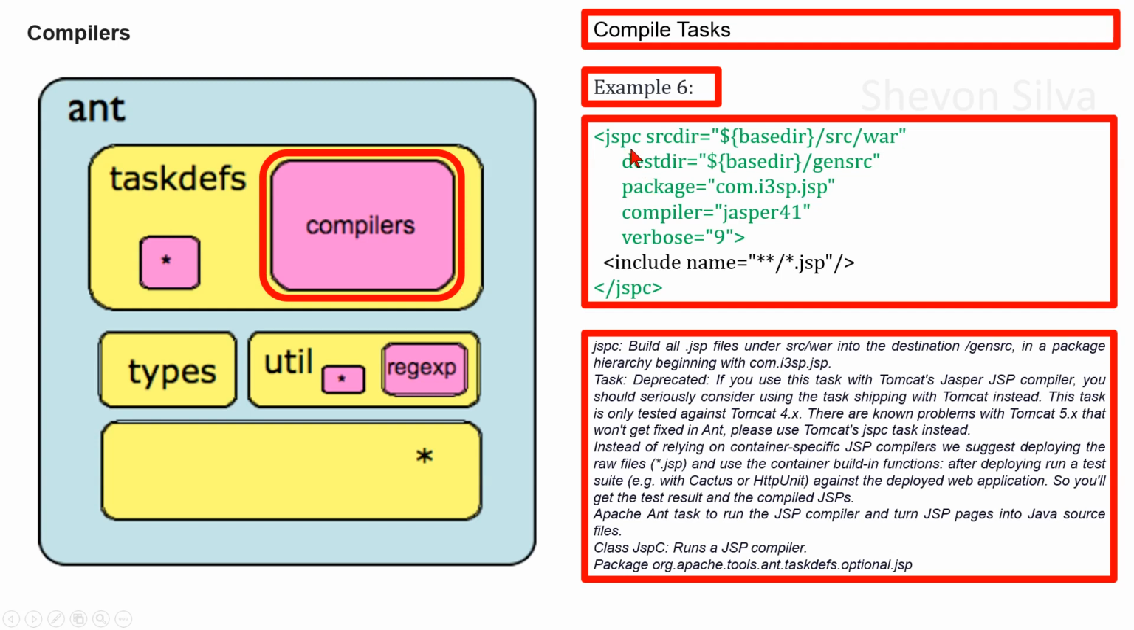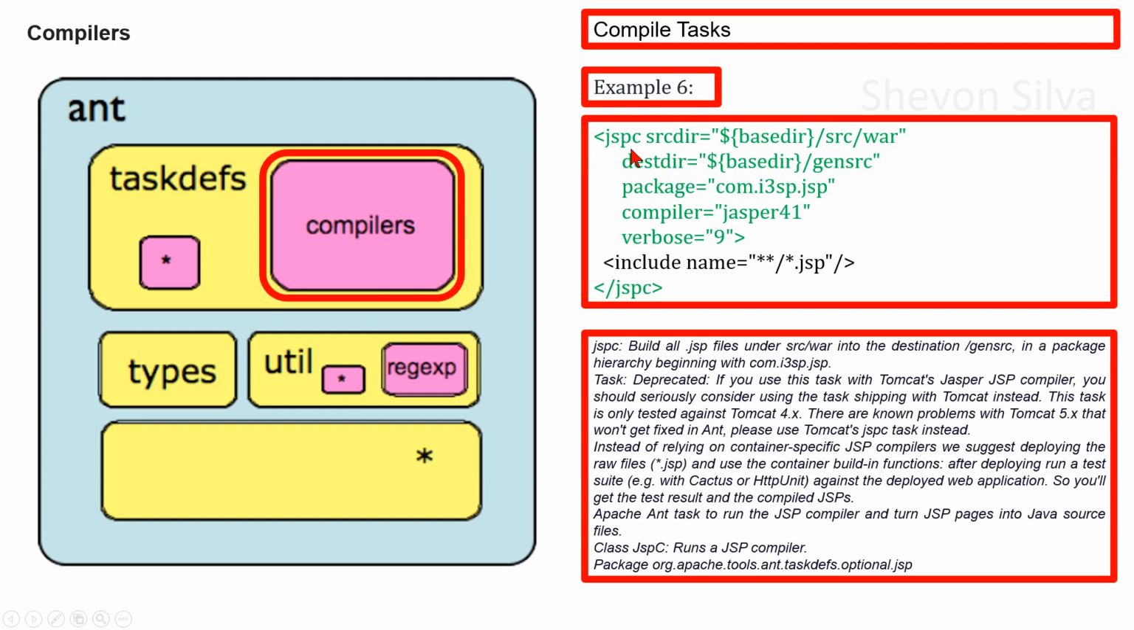The task JSPC is deprecated. If you use this task with Tomcat's Jasper JSP compiler, you should seriously consider using the task shipping with Tomcat instead. This task is only tested against Tomcat 4.x. There are known problems with Tomcat 5.x that won't get fixed in Ant. Please use Tomcat's JSPC task instead.